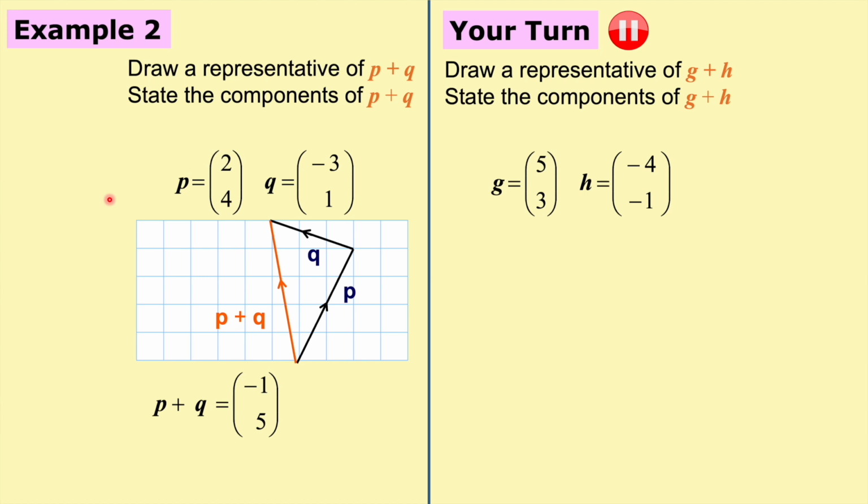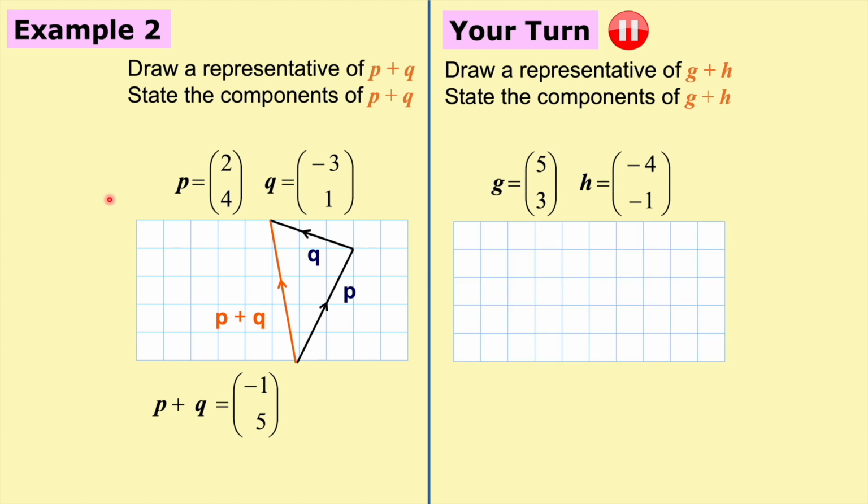Okay, so we're going to begin by drawing out our little vector journey that we're going on. So we're going to start to draw vector G, which is (5, 3). So we're going along 5, up 3. We're going to start drawing our vector H from this point here, and we're going back 4 and then down 1. Okay, so back 4, down 1 to get to here.